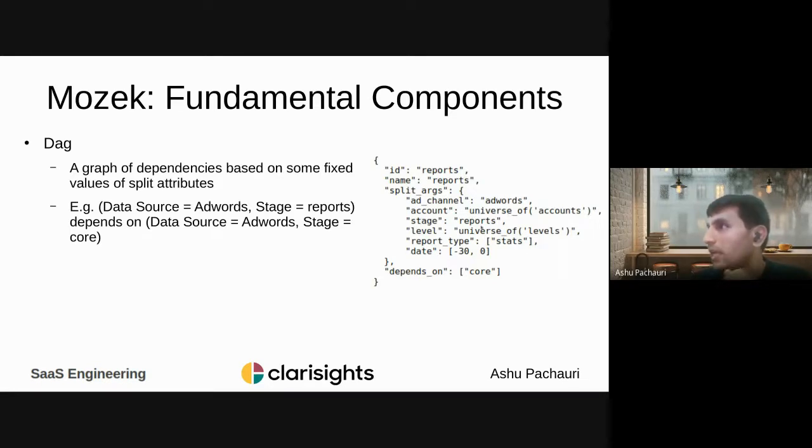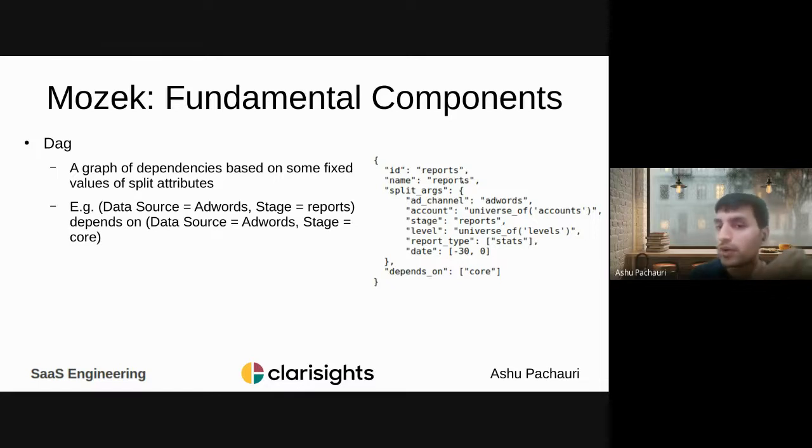Then your stage is reports. Level is again computed at runtime. The only possible value for report type is stats, all of that, right? So a split that is identified by these set of attributes, it actually depends on a split which is identified by another node, which is core. So a DAG is basically whenever I run the reports node, it will be after the core node. So anything that happens for core, that has to kind of trickle down to reports also in terms of execution.